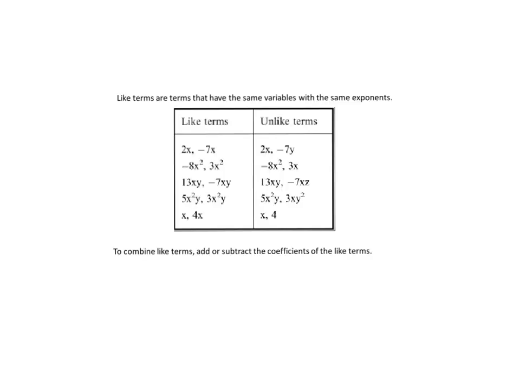Today we're going to review combining like terms. Like terms are terms that have the same variable with the same exponent. So same variable and same exponent. The chart here gives us some examples. On the left-hand side we have like terms, and on the right-hand side we have unlike terms.